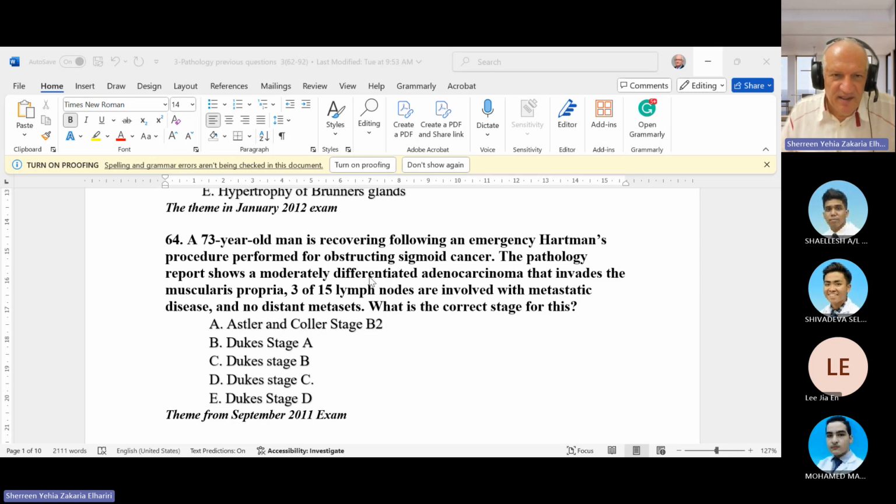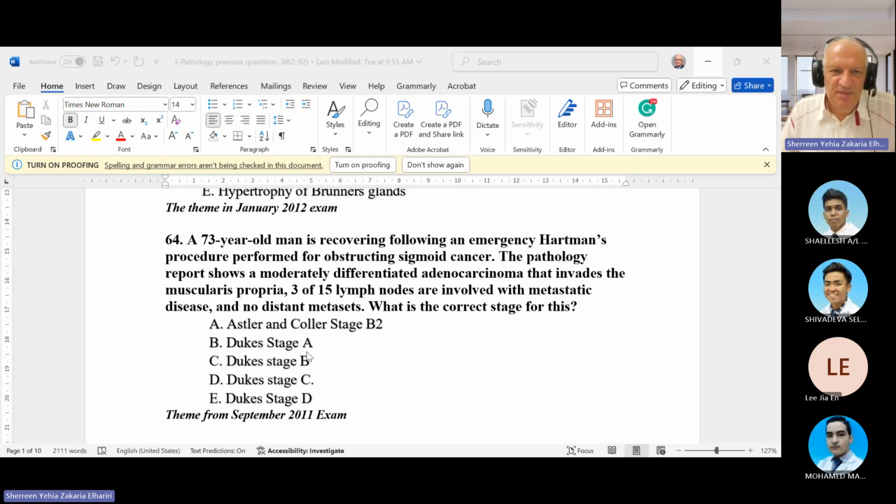So this patient has not spread to other organs. If it is invading the liver, for example, it becomes D. If it is just limited to the colon, it is A. If it goes through the wall but no lymph node, it is B. If it involves the lymph node, it is C. So this is Dukes C.